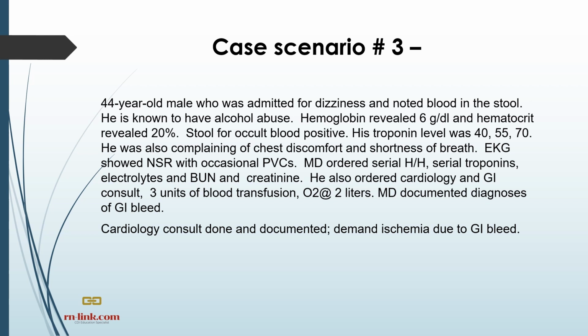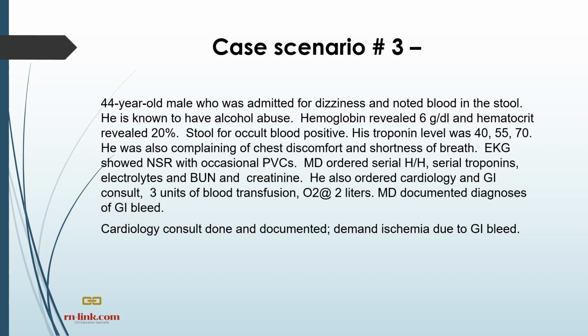His troponin level was 40, 55, 70. He was also complaining of chest discomfort and shortness of breath. EKG showed a normal sinus rhythm with occasional PVCs. MD ordered serial H&H, serial troponins, electrolytes and BUN and creatinine.